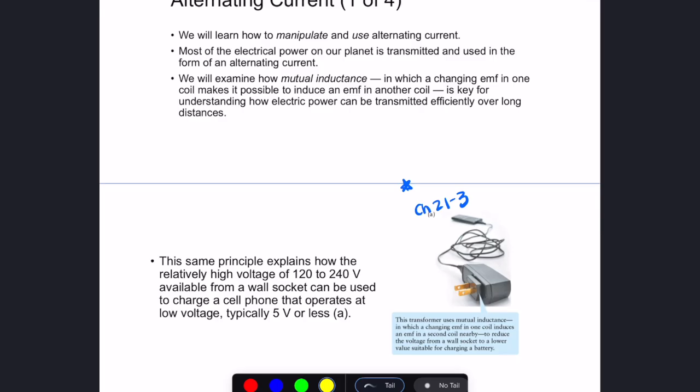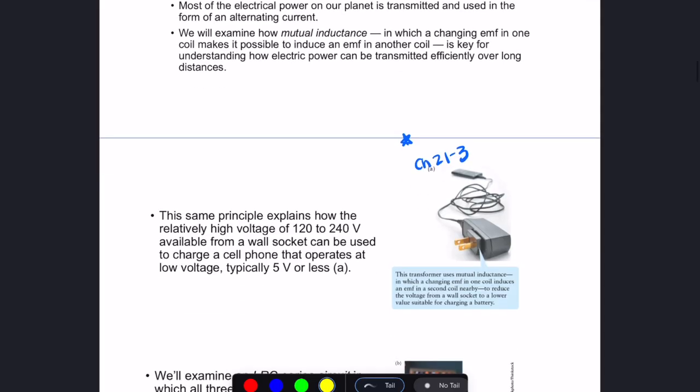And well, your phone does not run on 120 volts. So we actually need to step down that voltage to around 5 volts or less in order to charge your phone. And that's what that brick does. That's what that little box does.